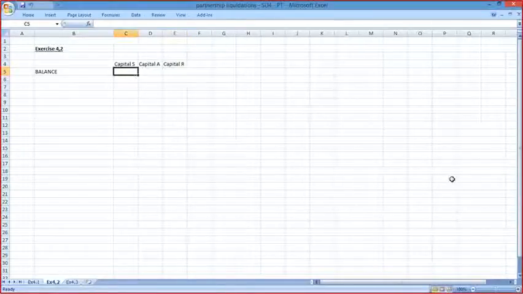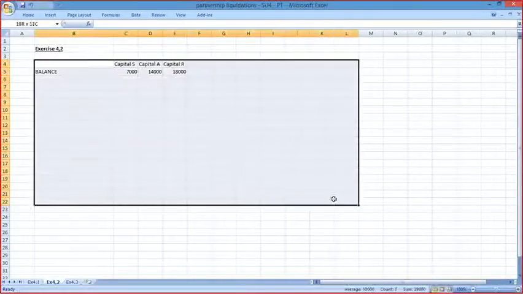We've got the three partners, and we need their amounts. What were the amounts? Capital S, 7,000. A, 14,000. And R, 18,000. Great, thanks. So we've got those amounts. Remember, these are workings that you're doing in terms of interpretation. So you've identified the accounts. That's always step number one. You need to know what the accounts are. Now we know what they are, and we've included them in our table.